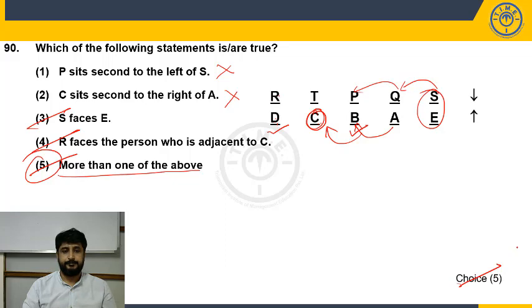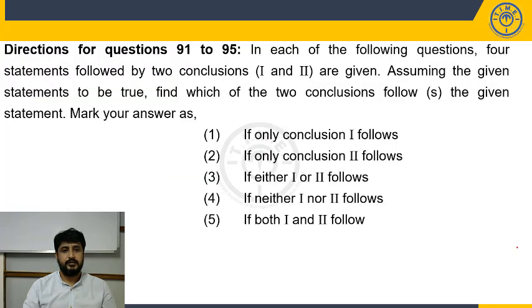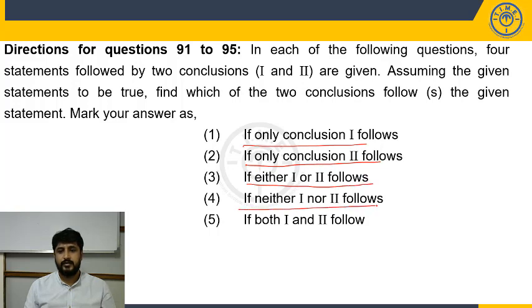Okay. Now to the next set. In each of the questions, 4 statements are given, followed by 2 conclusions, 1 and 2. Assuming the statements to be true, find out which of the conclusions follows the given statement. Mark your answer as choice 1, only 1 follows. Choice 2, only 2 follows. Choice 3, either 1 or 2. Choice 4, neither 1 nor 2 follows. Choice 5, both 1 and 2 follow.